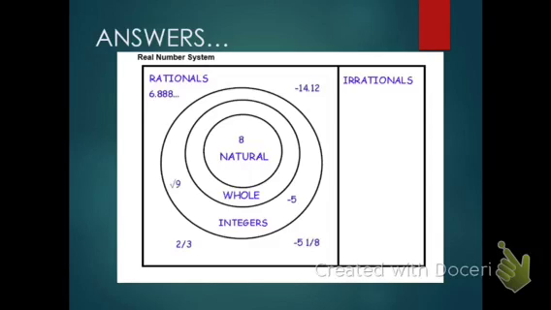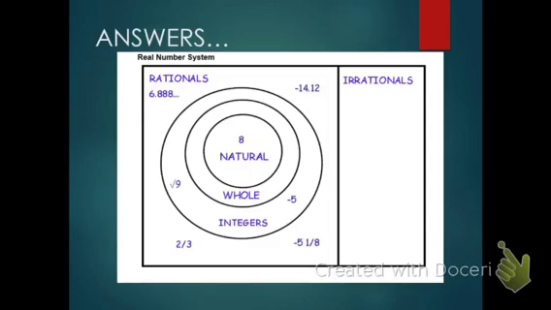Now let's talk about the square root of 9. The square root of 9 is a perfect square. 3 times 3 is 9. So when you take the square root of 9, it's positive or negative or plus or minus 3. So that falls under the integer category because the integer category is the category that can include positive or negative whole numbers. And it also falls under rational. So the square root of 9 is an integer and a rational number.